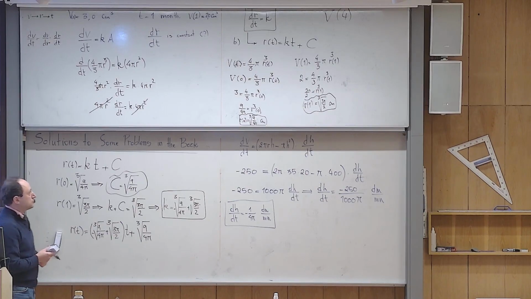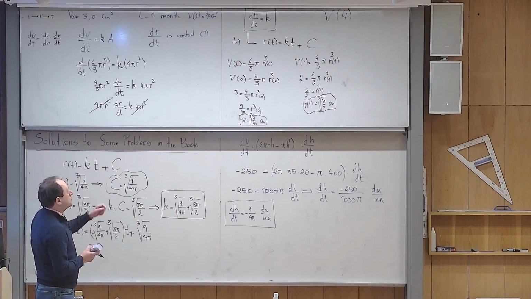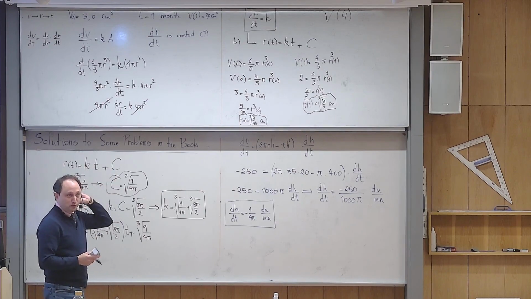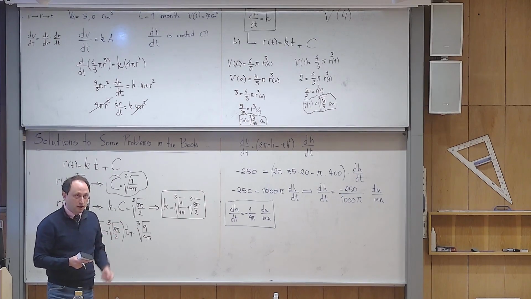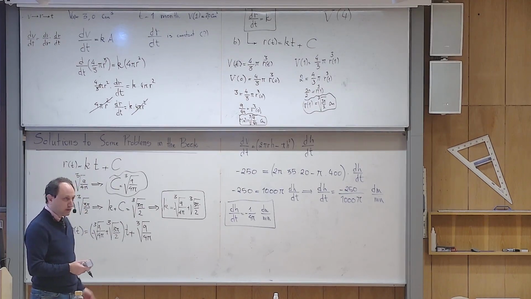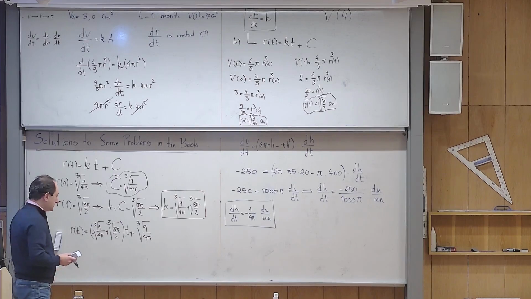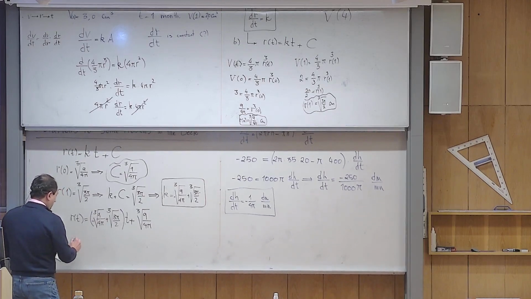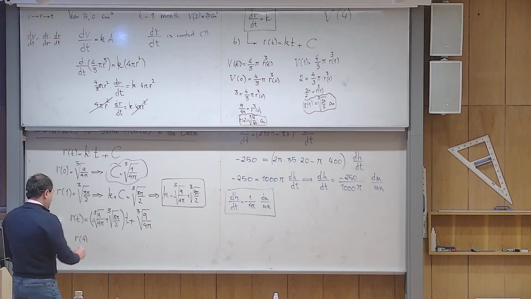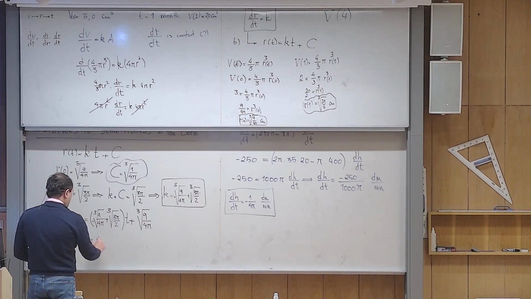Okay, and then what am I supposed to do? I am supposed to calculate the volume after 4 months. So how should I do that? To calculate the volume after 4 months, I need the radius after 4 months. But I can calculate the radius at any time because I have its functionality. So what I do, I calculate the radius at 4, okay? So this becomes 4 times this number.